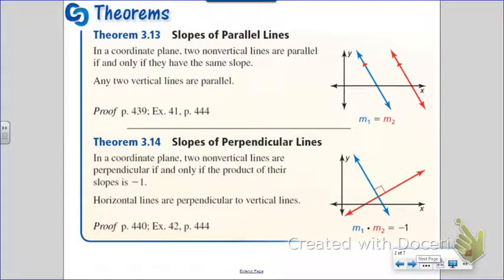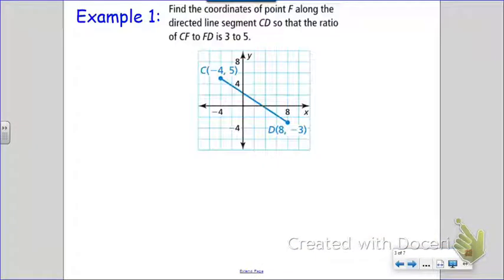Our two main theorems are Theorem 3.13, which says that two parallel lines have the same slope, and slopes of perpendicular lines have a product of -1, or you can think of it as they are opposite reciprocals of each other. So in other words, if one is 5/3, the other would be -3/5. We'll start with our first example.